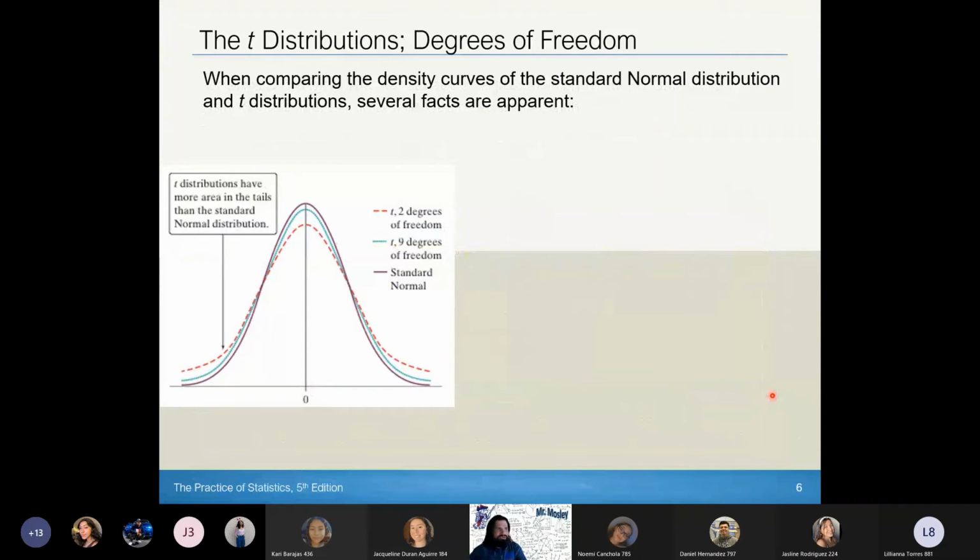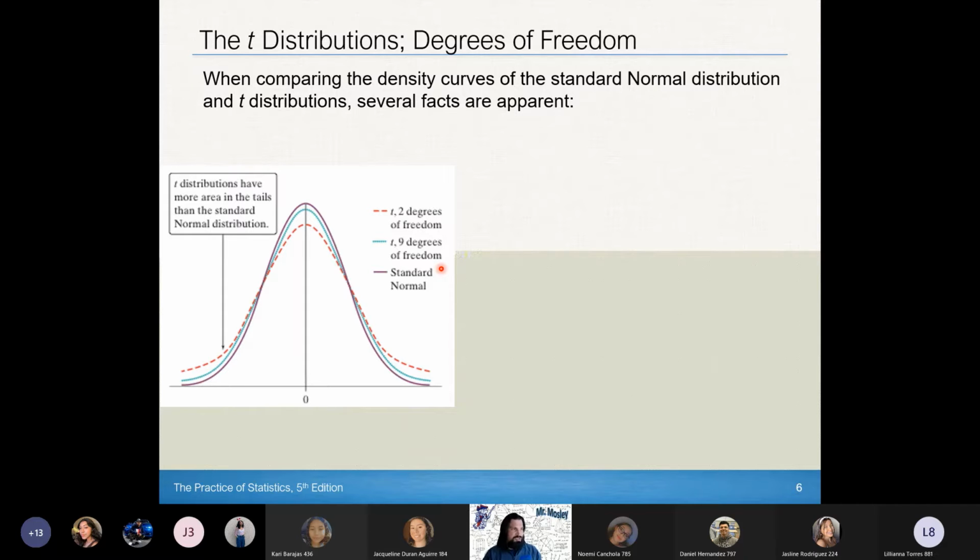So when comparing the density curves of the standard normal distribution and t distribution, several facts are apparent. And here we've got a little figure. The most narrow and tallest curve is our standard normal curve. The shortest and most spread out is the t distribution with 2 degrees of freedom. And the one in the middle is a t distribution with 9 degrees of freedom. You can see that they're very similarly shaped. They're not exactly the same, but similar.